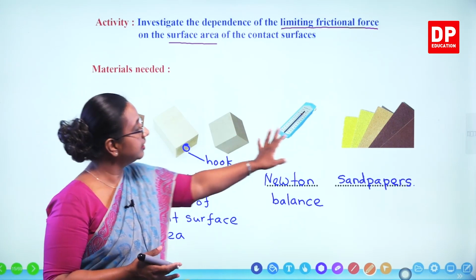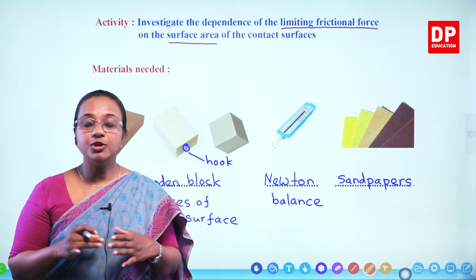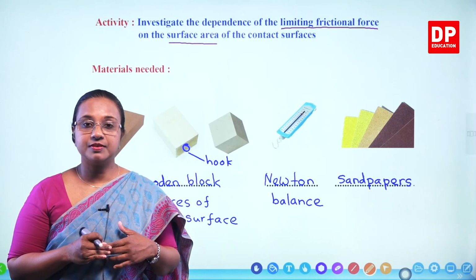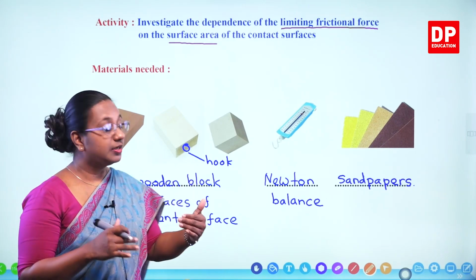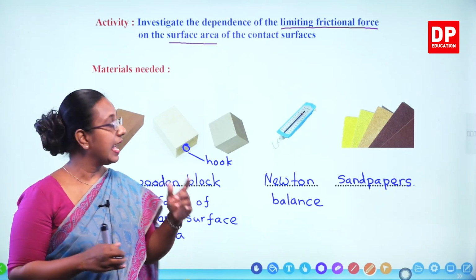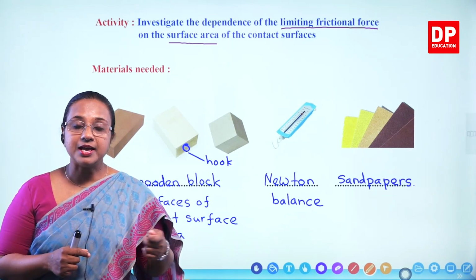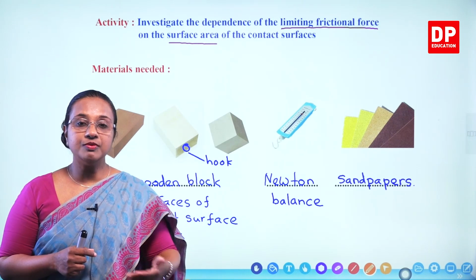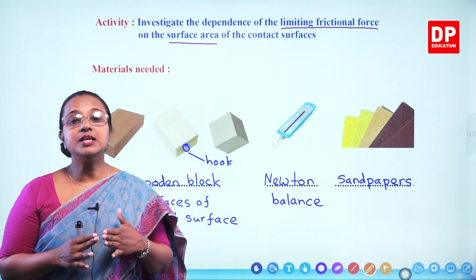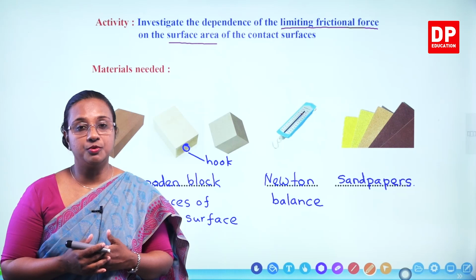So once the sandpaper is pasted to the table, we place the wooden block with the largest face contacting the surface of the table or the sandpaper pasted on the table, and then we attach the Newton balance to the hook. We apply a force. Initially it won't move. We increase the force gradually and note down the Newton balance reading as the block just starts to move.